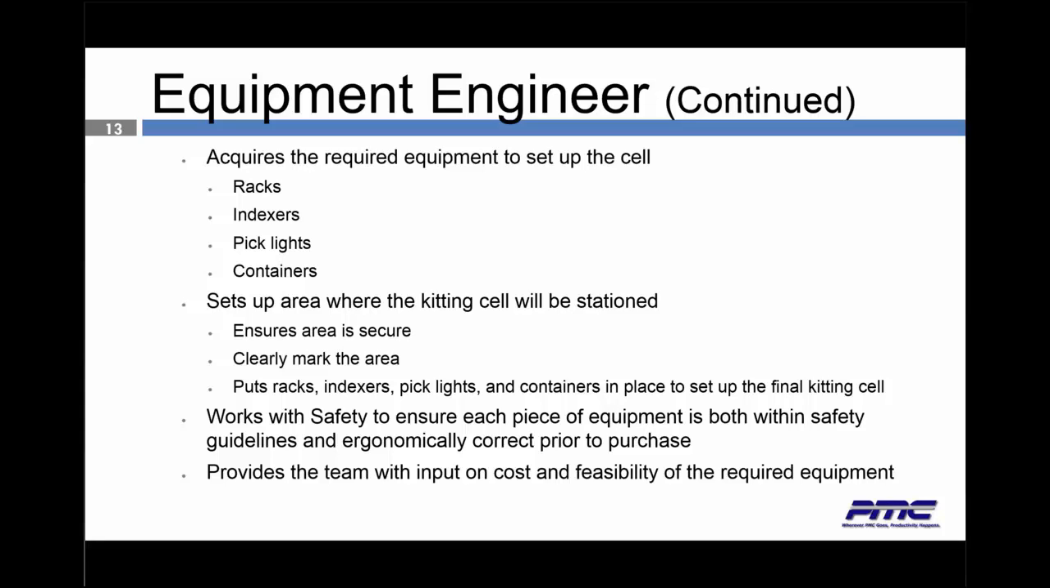The equipment engineer also works with safety, ensure each piece of equipment is within the safety guidelines and is ergonomically correct. To do this prior to the purchase. Generally, you go to the supplier's location with safety, and you get a buy-off. You provide the team with input on the cost and the feasibility of the required equipment. Kitting cells are already rather expensive, so you want to look at your equipment and use the most inexpensive possible equipment. Sometimes it's a little more pricey than you had planned. You may have to relook at it and come up with a different way.